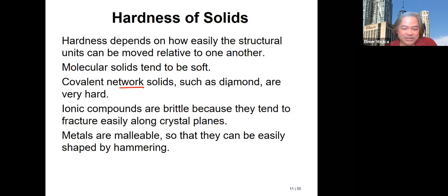Although network solids like diamond are very hard. You usually use it to cut glass. Ionic compounds are brittle. Have you tried to hammer salt? You will see it just easily breaks into pieces. Metals, on the other hand, are malleable. You can easily shape them by hammering them.